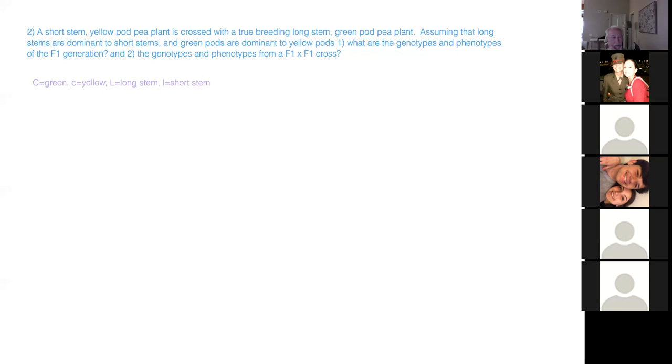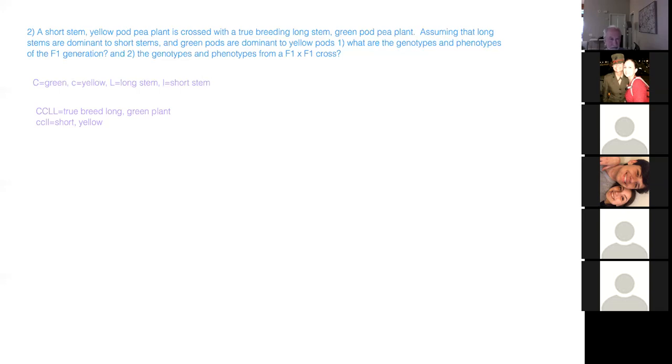Another way to look at this is they didn't tell you in the question, but this is also a true breeder. Because short stems are recessive, long stems are dominant, there cannot be a heterozygote here. It must be homozygous recessive. Same with the color. If there was a dominant allele for either color or stem length, we would not display the short and the yellow. So this is all a part of how to break these questions down.